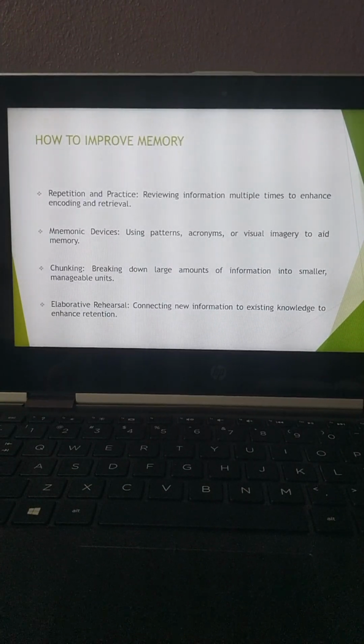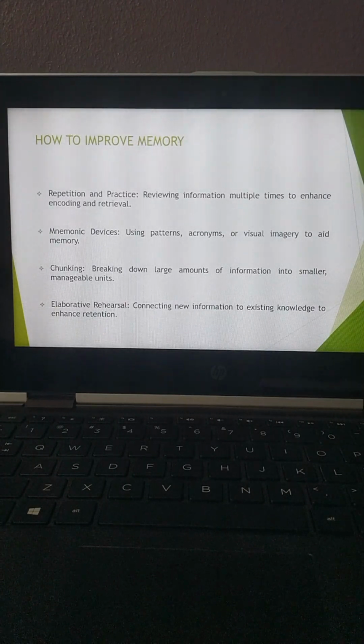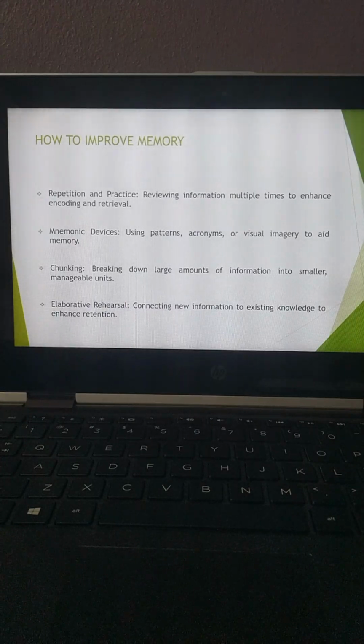We talked about how we can improve memory, how we can improve our storage, how we store information, and how we can retrieve it whenever we need it. The first we talked about was repetition and practice. We talked about mnemonic devices. We talked about chunking, and we talked about elaborative rehearsal.